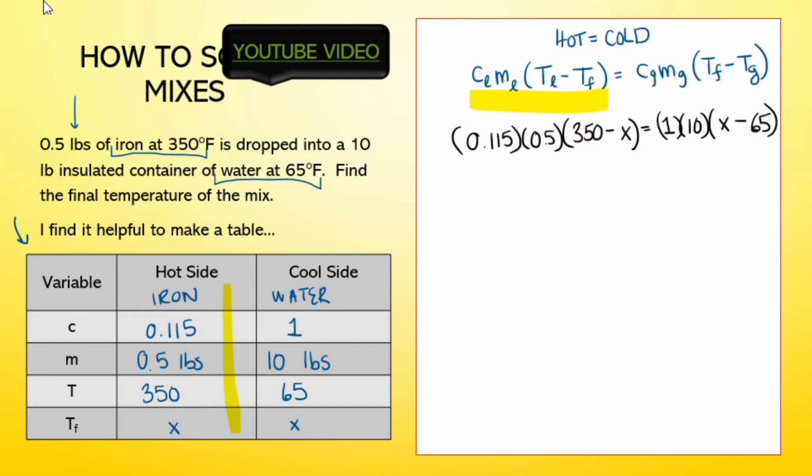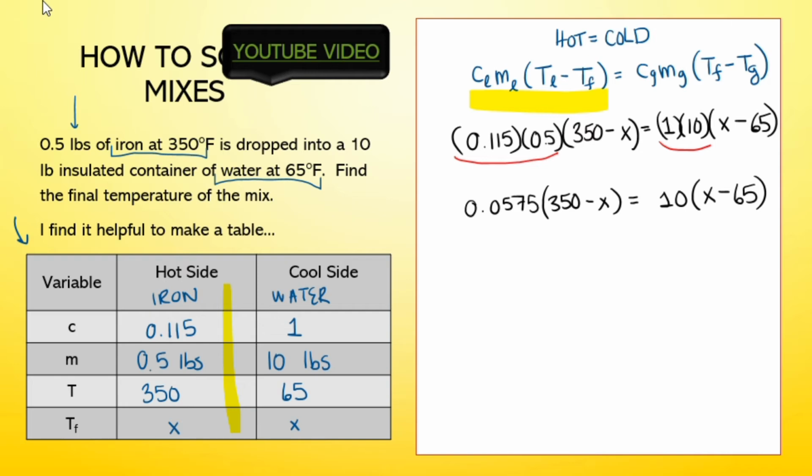Okay, there's going to be some algebra. So let's start. I'm going to multiply this and this. Just clean up each side a little bit before we hit distribution. So that will be 0.0575. And I'm just going to leave these brackets for now. And then I'm going to go over to my left side, and I get 1 times 10, sweet, is 10, x minus 65. Okay, algebra number 1.